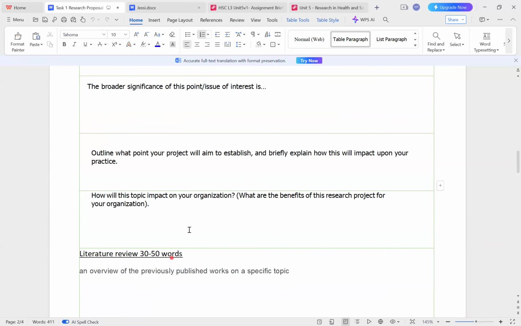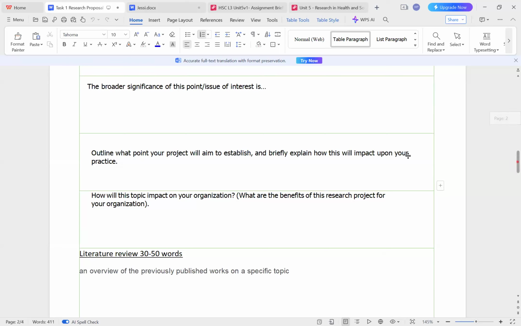How will this topic impact your organization? Any benefits that your research project would bring, how would it contribute to your organization as a whole? The literature review that you do would be based on previous research that has been done on your topic, 30 to 50 word count.